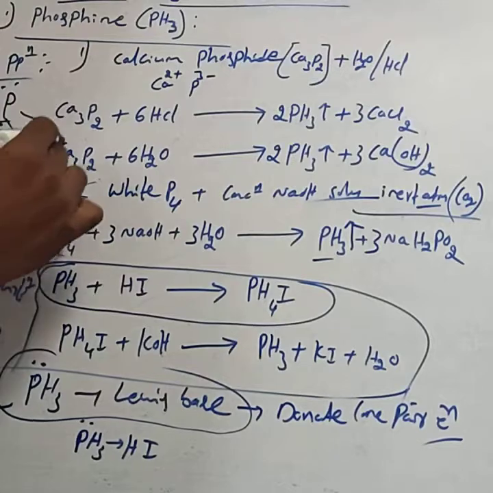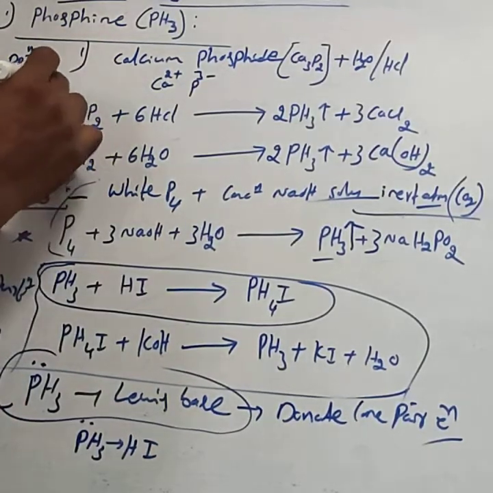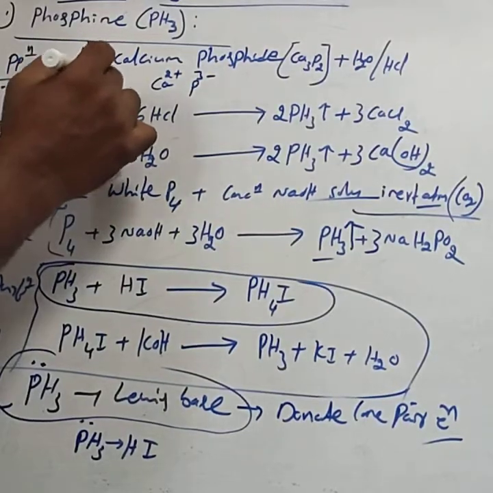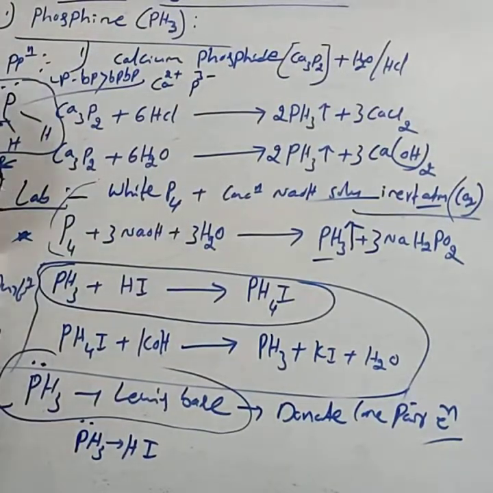sp3 means the bond angle should be the tetrahedral bond angle, 109 degrees 28 minutes. But the bond angle is less than tetrahedral. Why? Due to VSEPR theory. According to VSEPR theory, lone pair-bond pair repulsion is greater than bond pair-bond pair repulsion. Due to the presence of this lone pair, the bond angle in phosphine is reduced to 92 degrees.